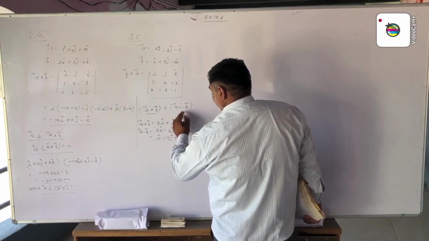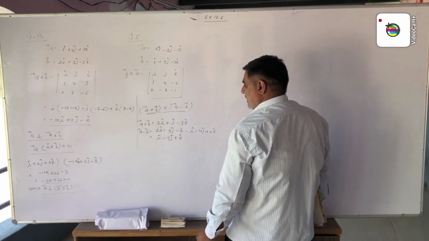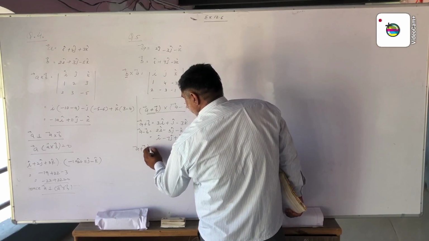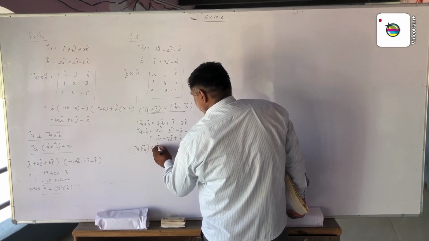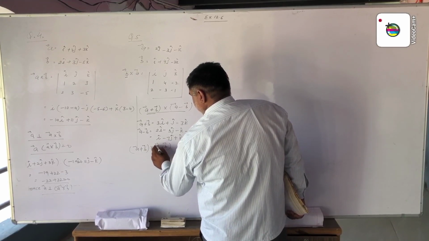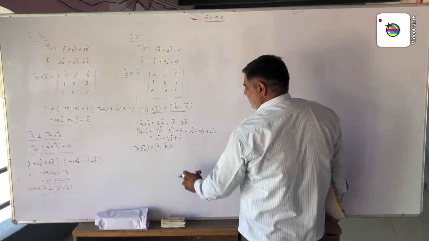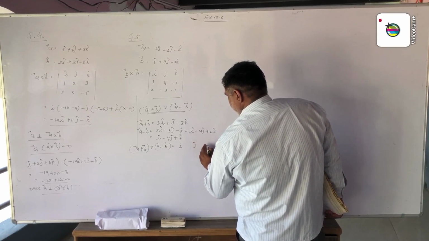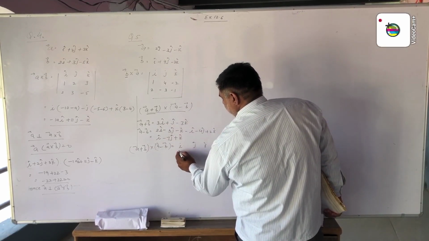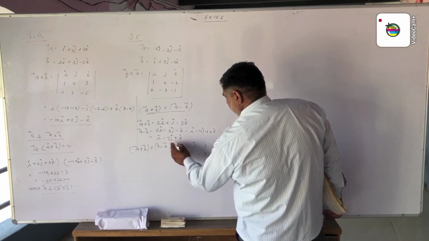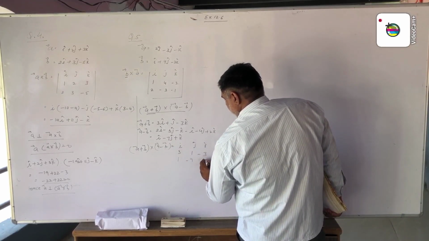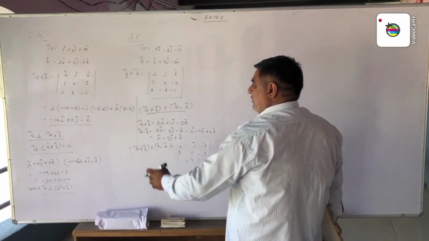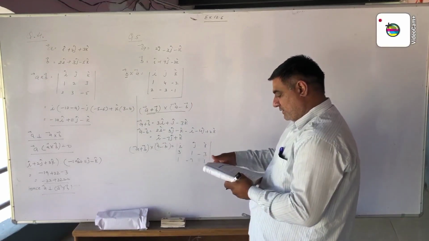Now we have to find the cross product of these vectors: A plus B vector cross vector A minus vector B. Now this cross product is I, J and K, with components 3, 1, minus 3 and 1, minus 7, 1. We find the cross product of these vectors by this method.